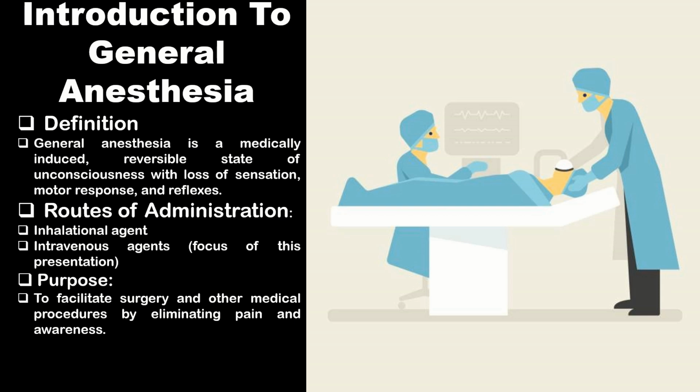And to introduce the medicines for general anesthesia, there are two routes we can choose. First is the inhalational agents and the other is the IV agents. In inhalational agents, sevoflurane and isoflurane can be used, and in IV agents there are propofol, ketamine and some other drugs which I will discuss in this lecture.